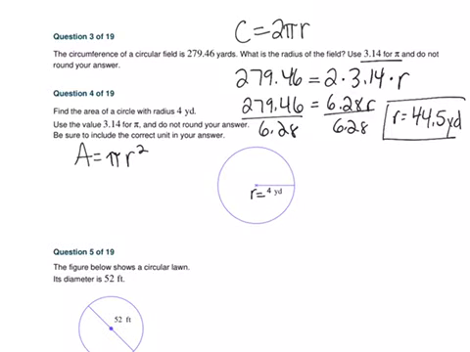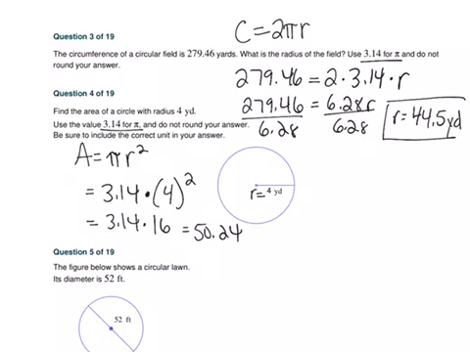So this time it already gives you the radius. So you're going to use, again, 3.14 for pi and you're going to times it by the radius, which is 4 squared. Well, 4 squared is 16, so you have 3.14 times 16, and that is 50.24, and they talked about yards, and this time when we put a label, we're going to say yards squared because we're talking about the area.